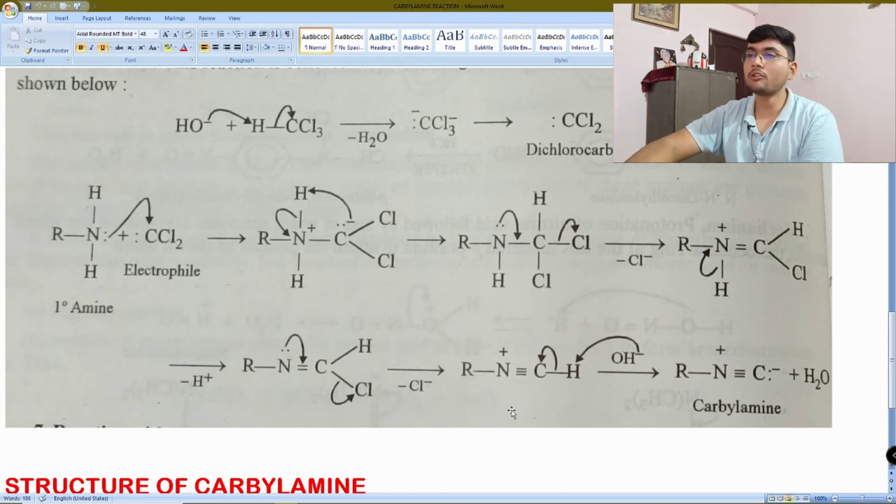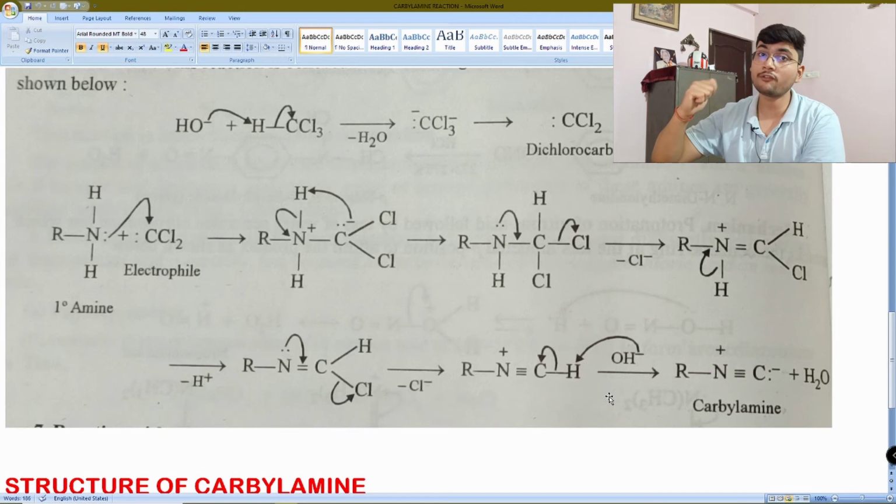Now how do we neutralize the positive charge of the nitrogen? It cannot break the R, because it is a strong bond, so it cannot break the R to neutralize the positive charge. So now another molecule of OH minus, which has been derived from KOH, will remove one hydrogen bonded to the carbon atom.